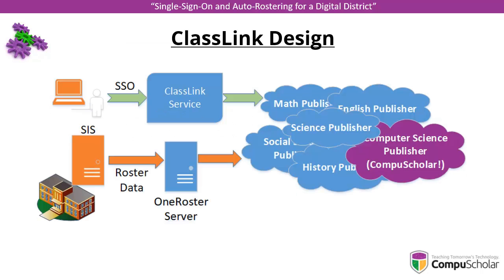The most significant technical difference would be that there's actually a OneRoster server that's sitting in the middle, and OneRoster is an IMS global standard for rostering information, and that server is managed by the school with ClassLink's assistance. So your roster data will flow into the OneRoster server, and then publishers will have a standard API to pull information out and populate their systems.